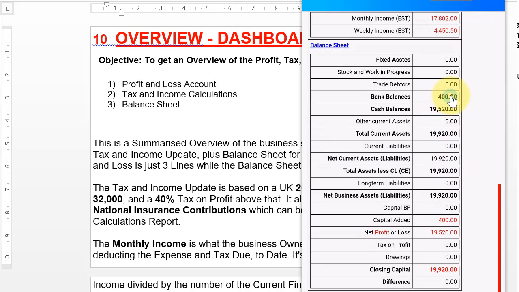So we have a bank balance of 400, a cash balance of 19,520. So the two add up to 19,920, which equals the closing capital based on the information entered so far. Now the closing capital is made up of the 400 that was added and the profit. And ideally these figures in red on the balance sheet belong to the owner. They belong to the owner, and the closing capital agrees with the net business assets, so there is no difference.